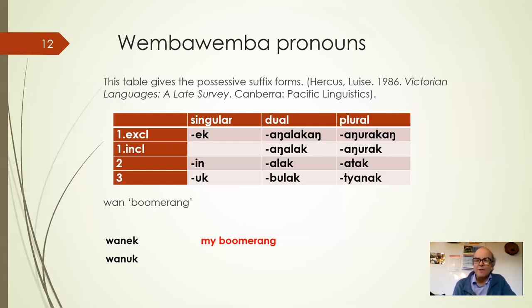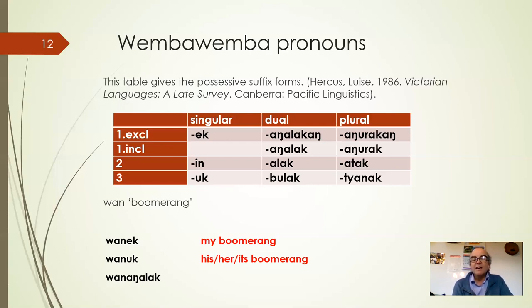If it was their boomerang, and thank you, wanek is wan plus the first singular possessive, wanek means my boomerang. If it was their boomerang, it would depend on whether it belonged to two people, in which case it would be wan bulak, or more than two people, in which case it would be wan tanak. This is one of the ways that paradigms work. So wanok means his, her, or its boomerang. Well, who knows? This language doesn't distinguish him, her, and it.